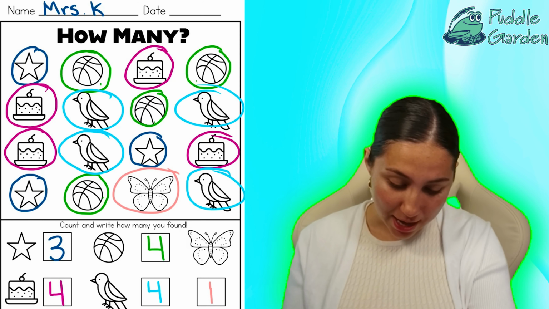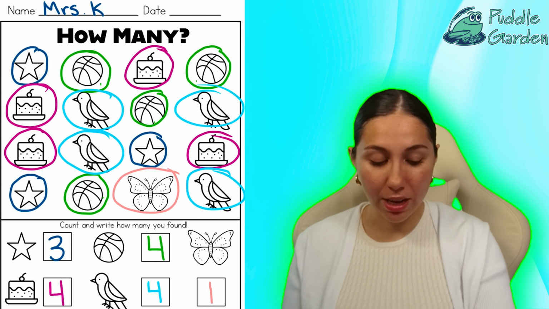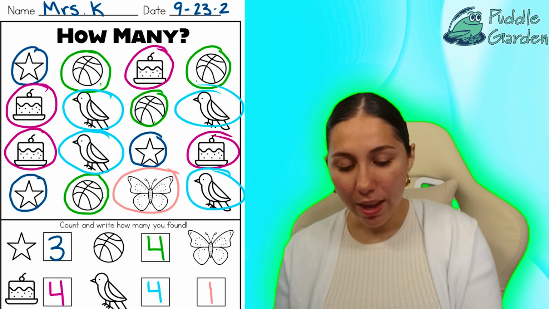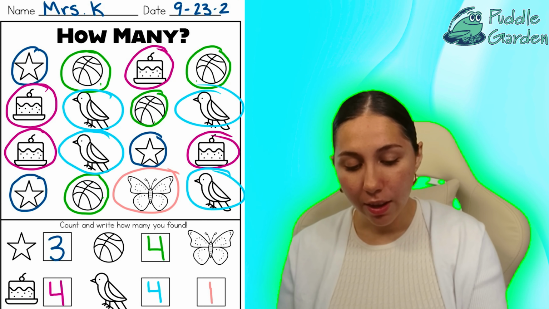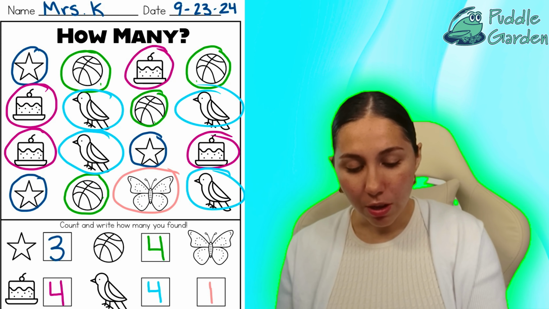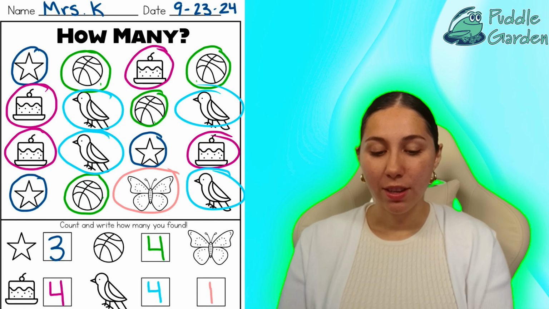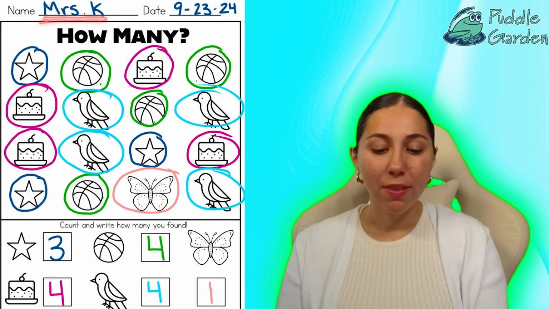Mrs. K. And the date today is Monday, September 23rd. So in September, we write a 9, a little dash, not too long, 2, 3, and since it's 2024, we are going to write a 4. So we have our name, and we have our date.